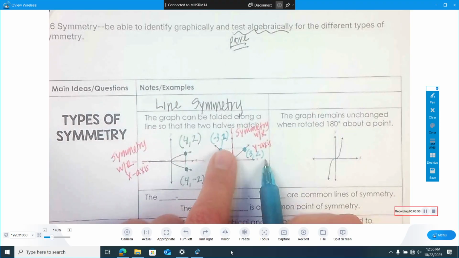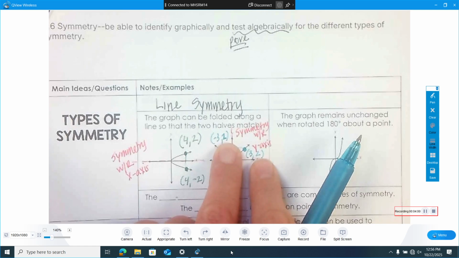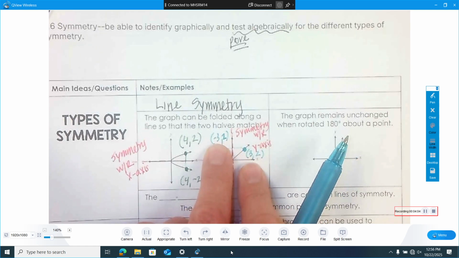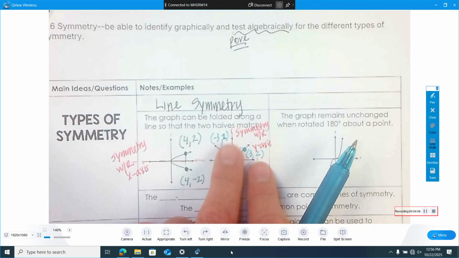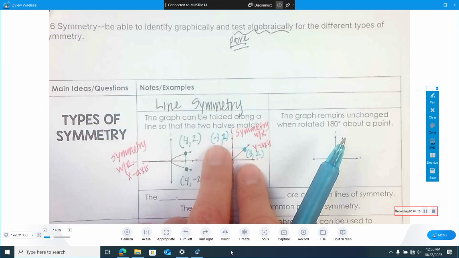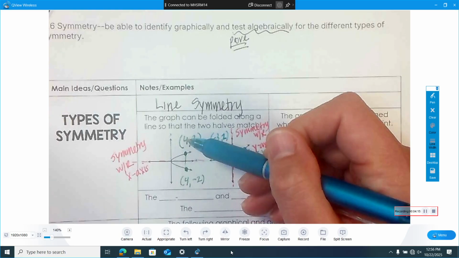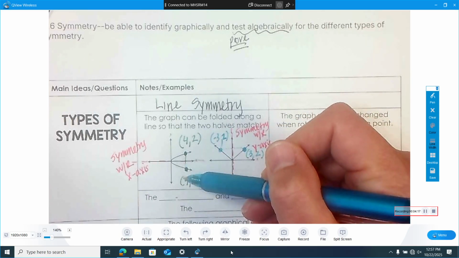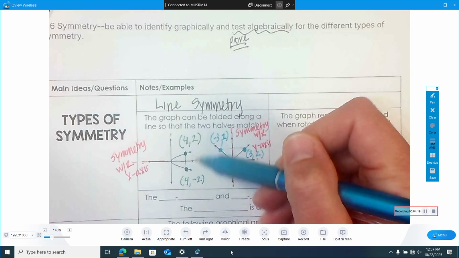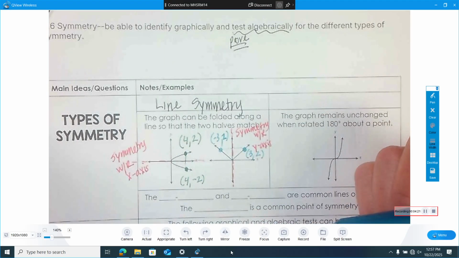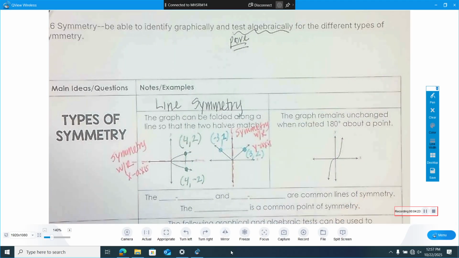All right. So when we have symmetry with respect to the y-axis, the y stays the same, but the x's are opposite. Interesting. Y-axis symmetry, the y stays the same, but the x's are opposite. In symmetry with respect to the x-axis, the x stays the same, but the y's are opposite. Do you see that? Okay.